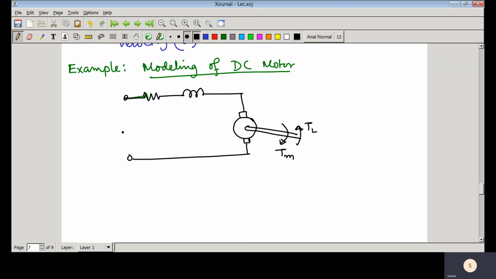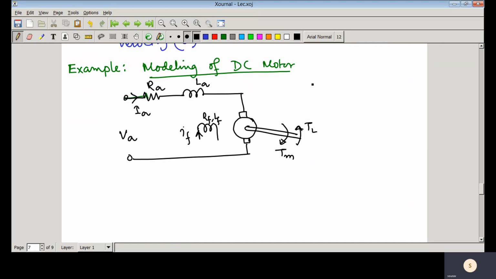Now you have applied some voltage, that is VA. The current flowing is IA, the armature current, and this is the armature inductance. And you have some field coil, where the field current is flowing, that is RF and LF. Because of that field, you know that force will be generated and the motor runs.